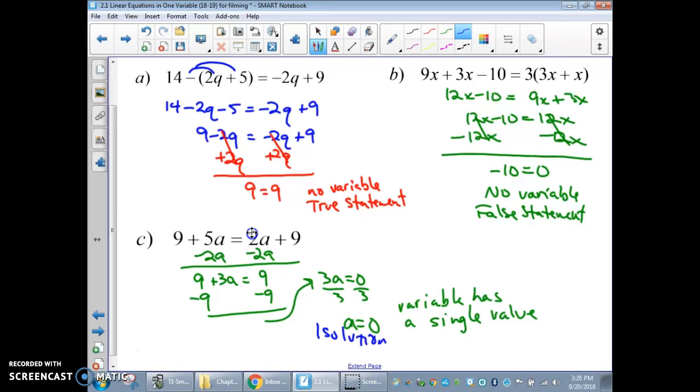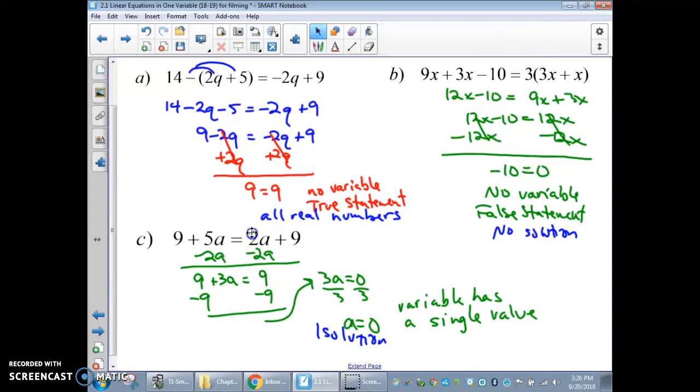When we have a false statement, we have no solution, meaning no value for the variable will work in the equation. And in this scenario, we have a scenario of all real numbers, meaning any number we can substitute in for our variable would make both sides of the equation true.